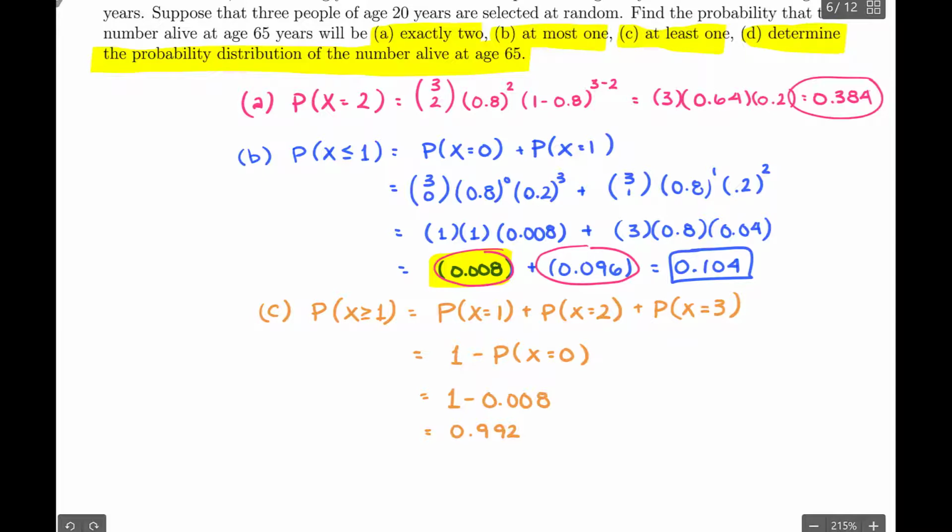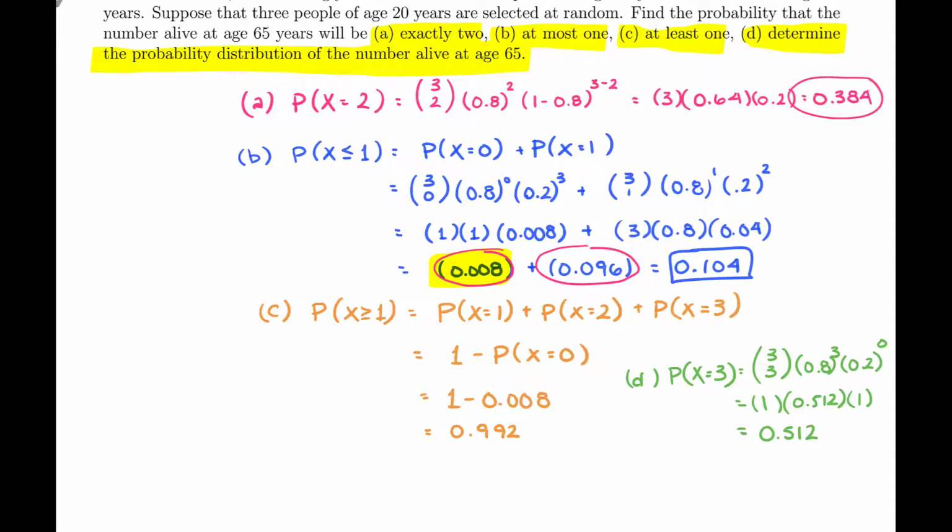So I'm going to do part D right over here off to the side. We're looking at the probability that x equals 3. I'm going to do 3 choose 3. The success probability is 0.8 to the third power. Our failure probability is 0.2, to the power 3 minus 3, which is 0. So 3 choose 3 is 1. 0.8 to the third is 0.512. 0.2 to the 0 power is 1. So we have a probability of 0.512 that the 3 people are alive.